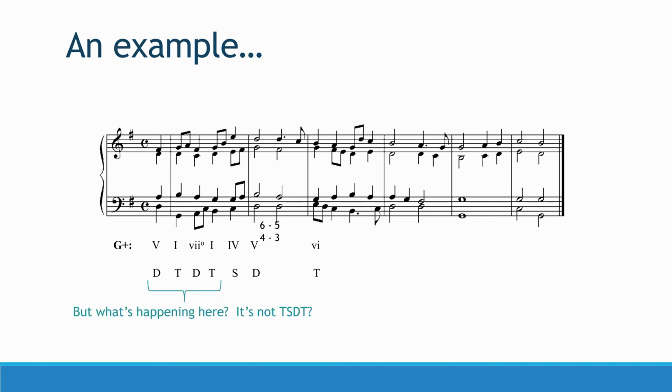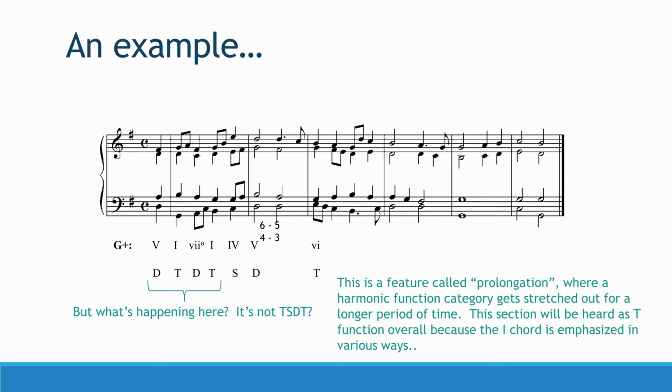But you'll notice that at the beginning of our progression, we have something that's not TSDT. What's happening here? Well, this particular section is a feature called prolongation, where a harmonic function category gets stretched out for a longer period of time. Because of that, this section will be heard as tonic function overall because the one chord is actually emphasized in various ways. So as we can see right here, it's on our downbeat, and we hear it twice in very short succession. So it's going to sound like a stronger chord because of those two features. And thus, that's going to be the more strongly heard function here.